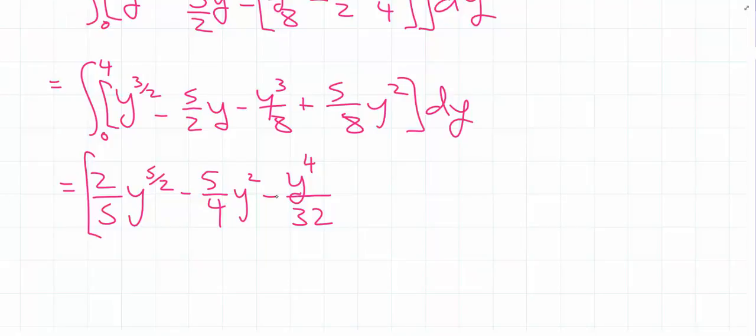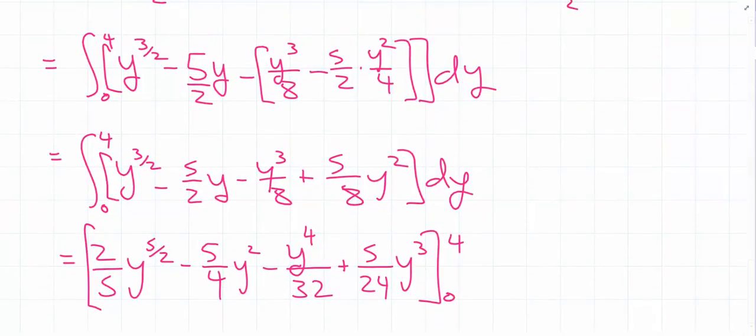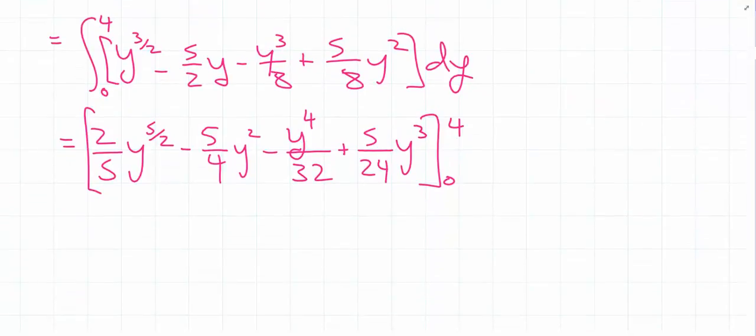And then what about this one? This one was 5 over 24 y to the 3rd. Thank you for pointing that out. Saved me some grief at the end. Now, is everything else correct? 4 times 8, 32. Yeah, okay. So it's looking good so far. Now let's see what happens. Okay, so I'm going to put a 4 in.